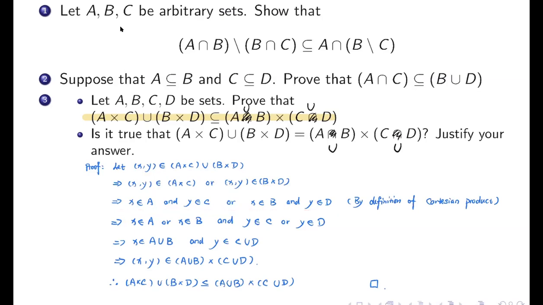Now, we know that x is in A or x is in B, and we know that y is in C or y is in D. That means x is in A union B and y is in C union D. And you use Cartesian product again, you can put them together. That means (x, y) is in (A union B) Cartesian product (C union D). Okay, so that's how we show this is a subset of that. So that's the end of the proof.